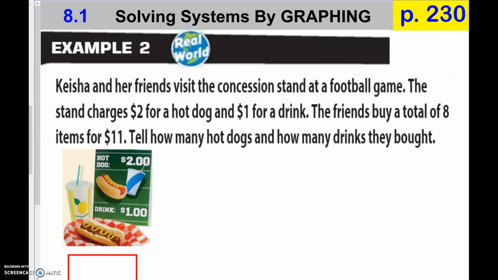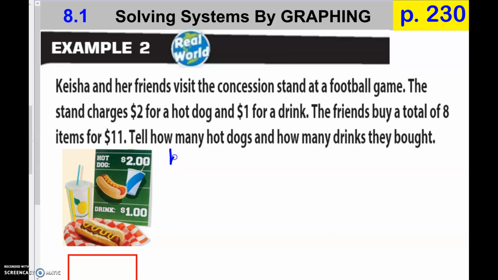Well, let's look at this problem here. Keisha and her friends visit the concession stand at a football game. The stand charges $2 for a hot dog and $1 for a drink. The friends buy a total of 8 items for $11. Tell how many hot dogs and how many drinks they bought.